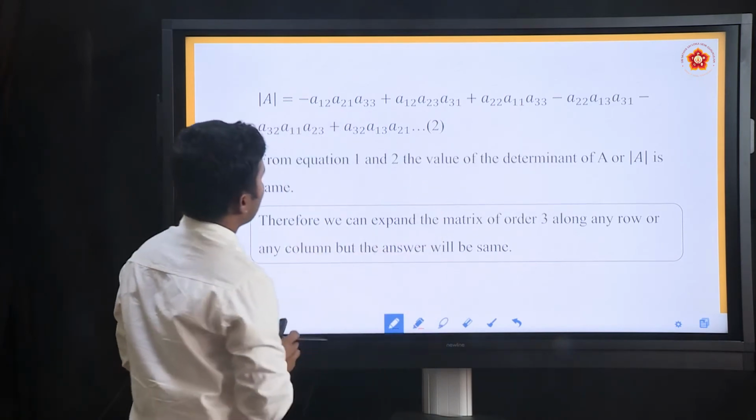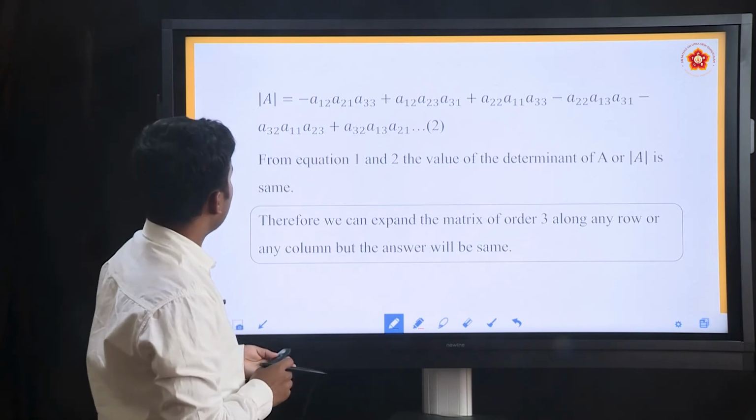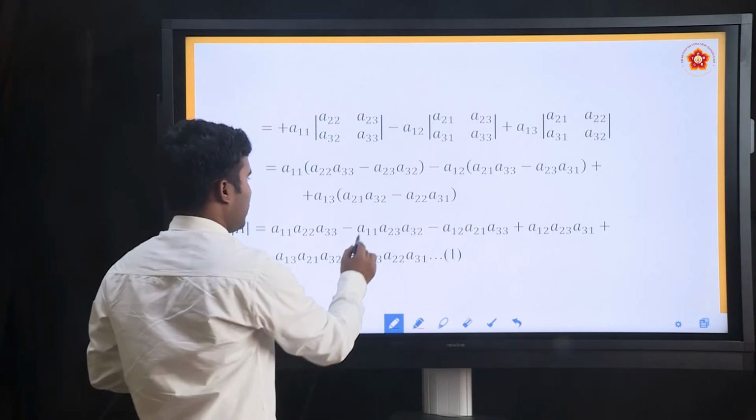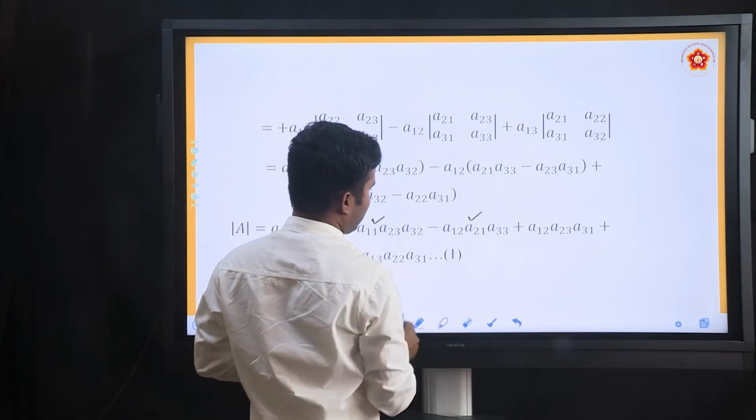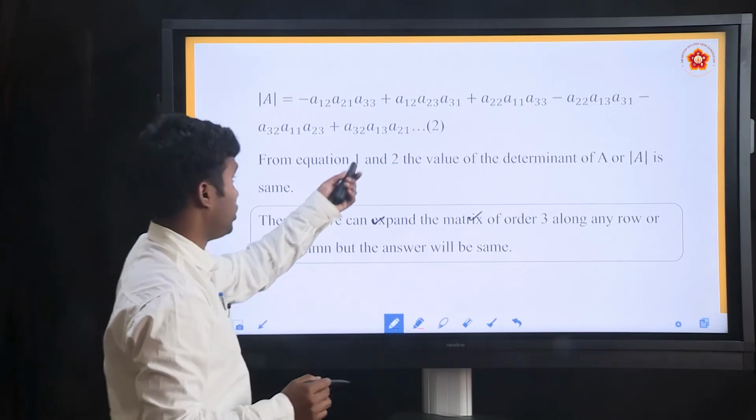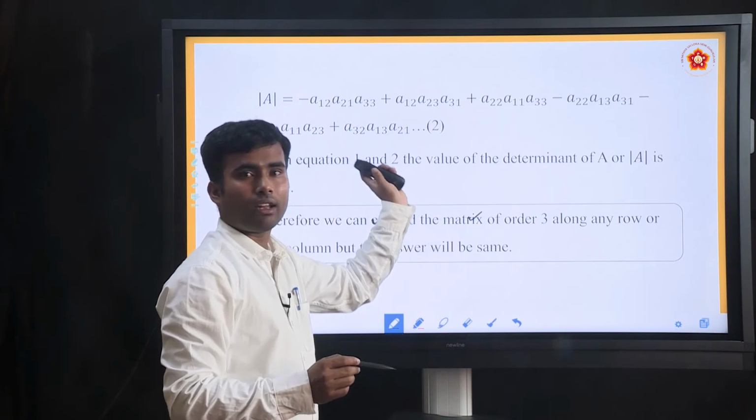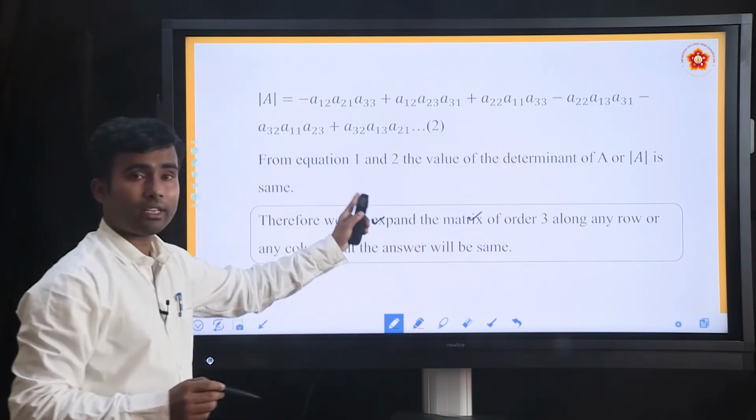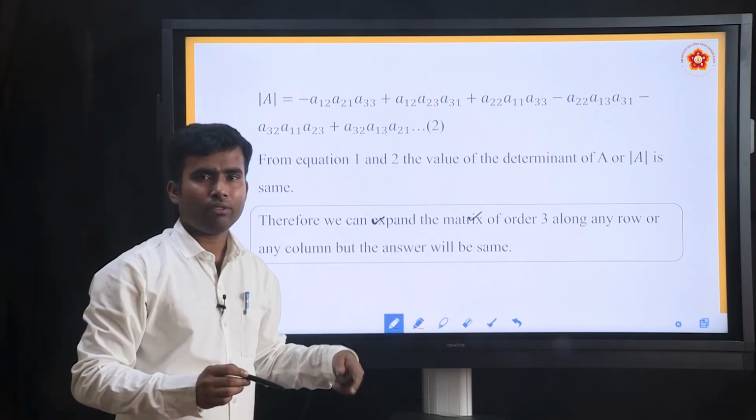After multiplication we got this. Whatever is in equation 2 and whatever is in equation 1, both are the same. Minus a11 a23 a32 and minus a12 a21 a33, the same thing you are going to have in equation 2. Since in equation 1 we have expanded the determinant along R1, and in equation 2 we have expanded the determinant along C2. Similarly, we can expand along any column or any row.